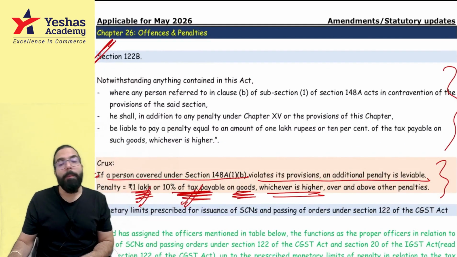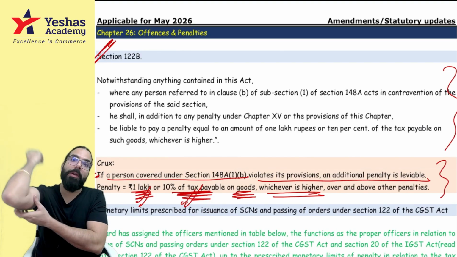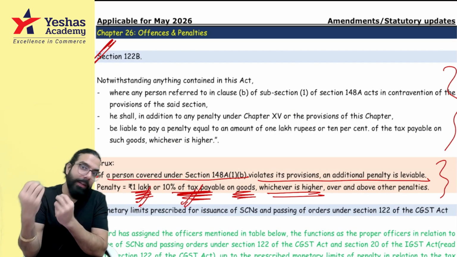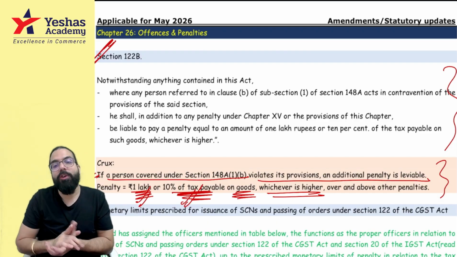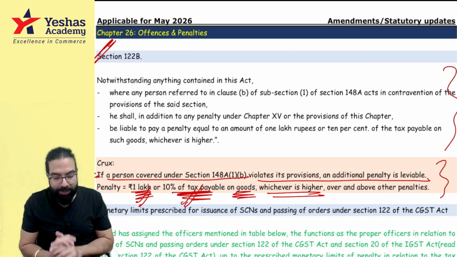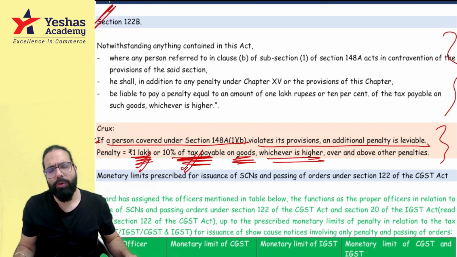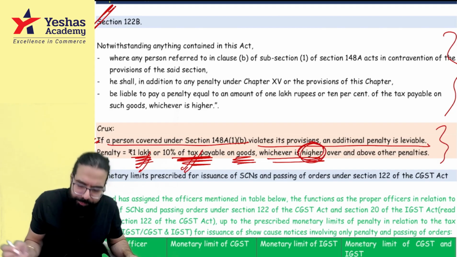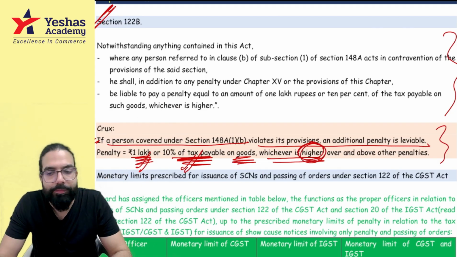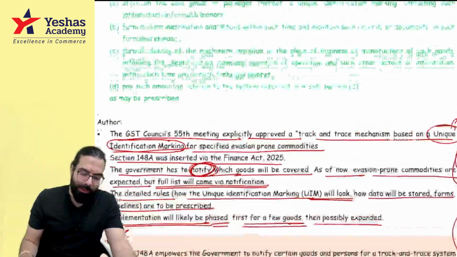Sir, what is the penalty for track and trace mechanism? Whatever normal penalty a person has, because it might be supply without invoice, invoice without supply, whatever normal penalties are there, that will remain. But because you did not place the unique identification mark, this is the penalty, 1 lakh or 10% of the tax on the goods, whichever is higher. Is this point clear to all of you? Done, sir. Sir, any changes we need to make in the chart?